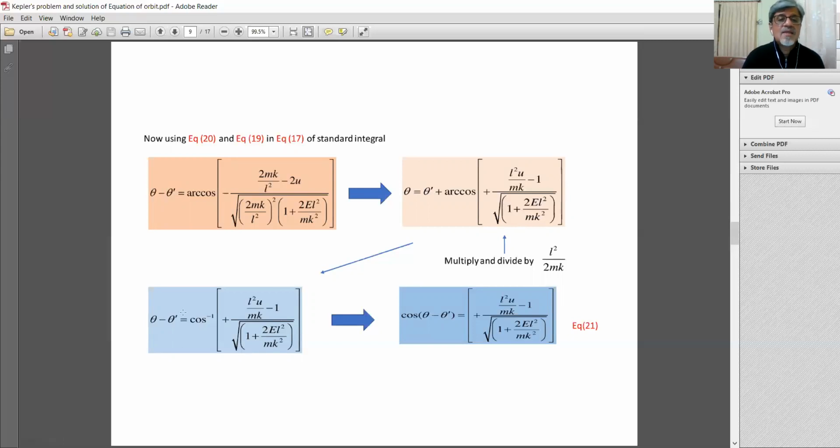Then again taking the theta on the left hand side, theta prime on the left hand side. So theta minus theta prime is equal to cos inverse. Arc cos is represented as cos inverse, and this particular big term. Now this can be represented as cos theta minus theta prime is equal to again the same term.